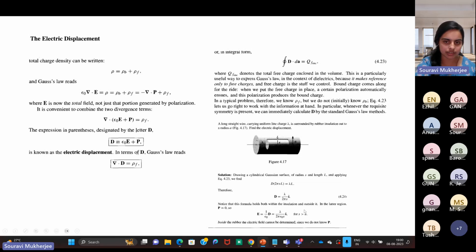Here, as you can see, you're considering epsilon naught and P equal to 0. This is because you're considering values for S greater than A, that is, in free space. But inside this insulation, you can't do that because it's a dielectric and it can have some net polarization, which you do not know about. So this holds when P is 0, and you can directly relate, in that case, the electric displacement with the total electric field. This is how we come to the concept of electric displacement.